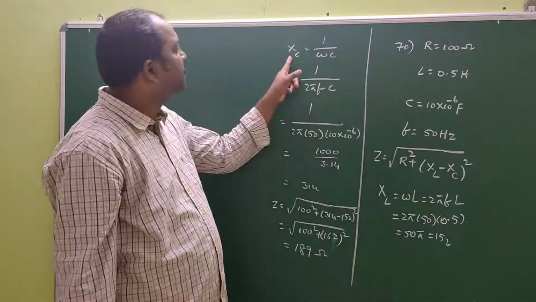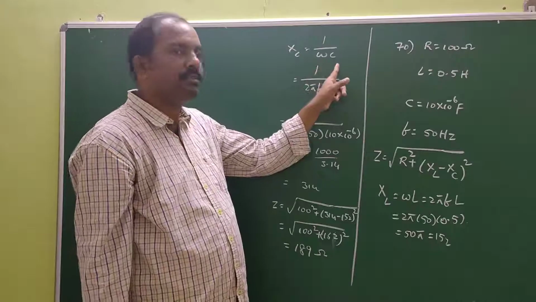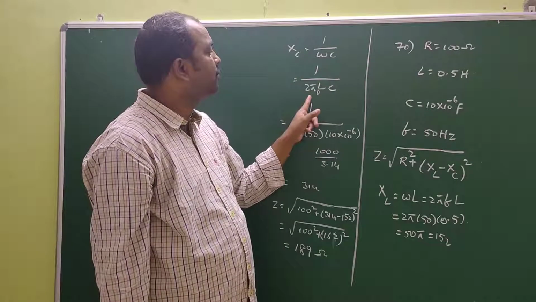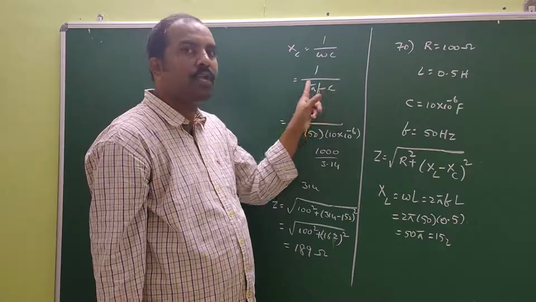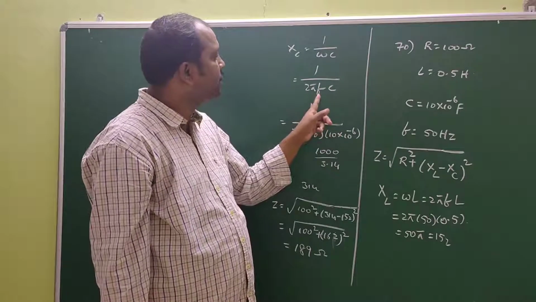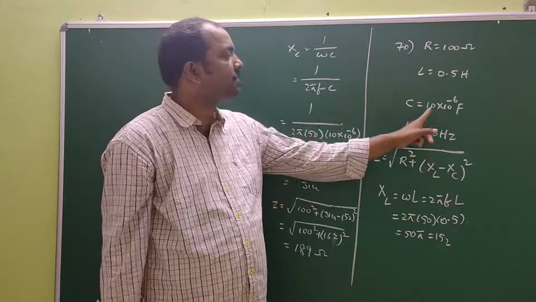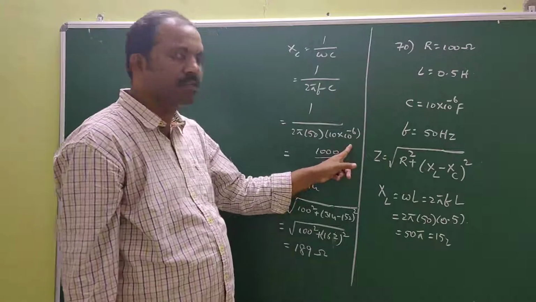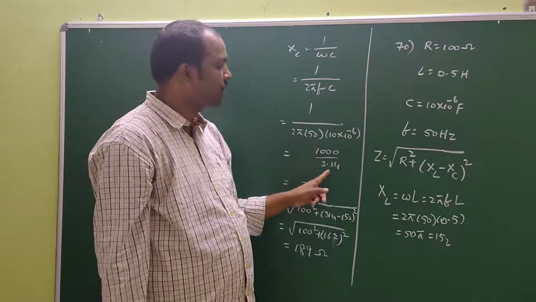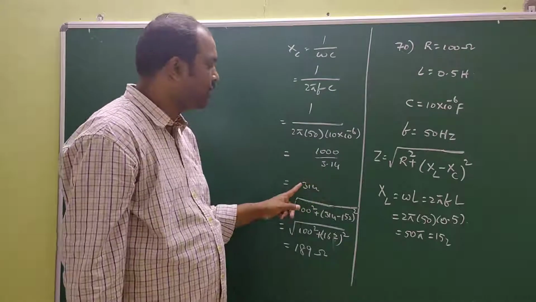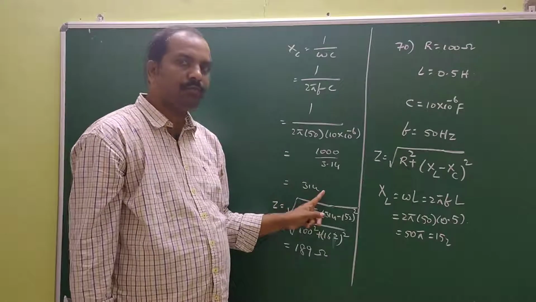Similarly, capacitive reactance is 1 by omega C, that is 1 by 2 pi F C. Here frequency is 50 and capacitance is 10 into 10 power of minus 6. So that becomes 1000 by 3.14, which is nearly 314 ohm.